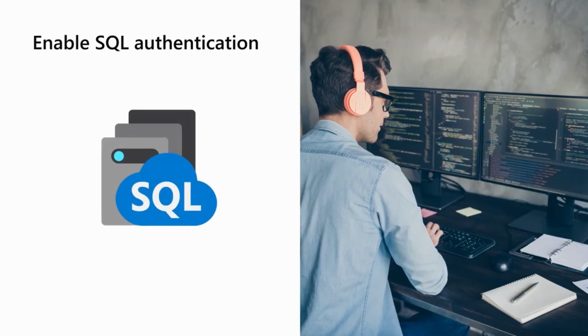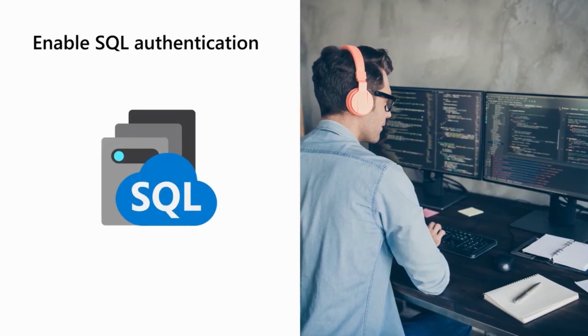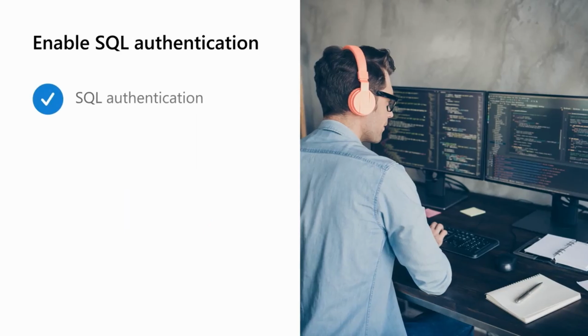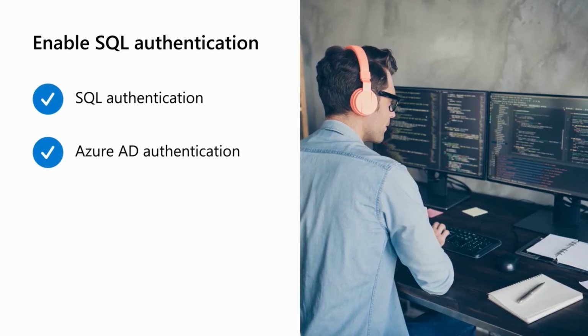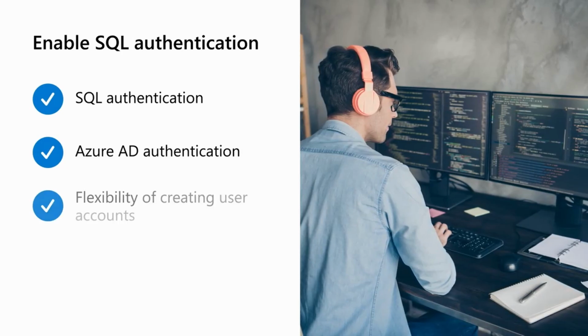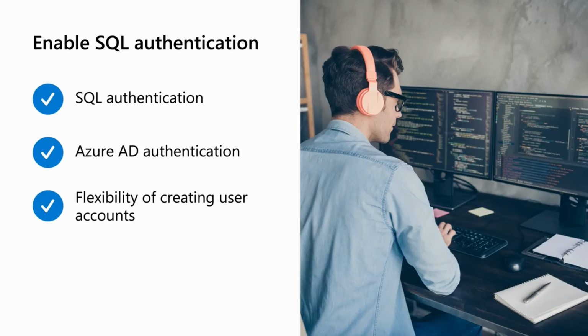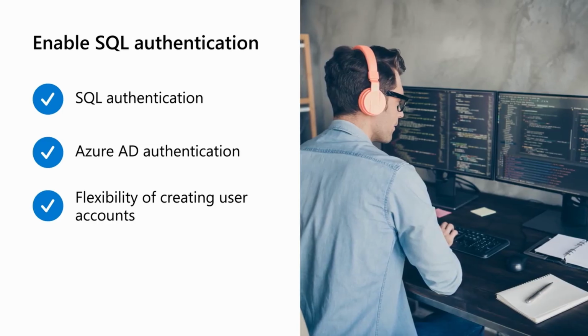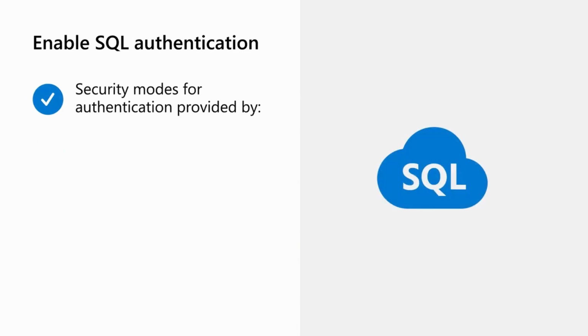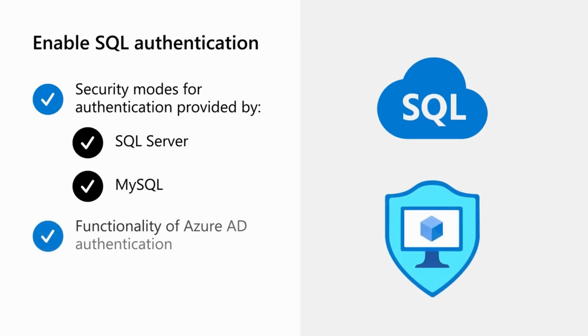You later learned to enable SQL Database authentication. Here, you explored more about SQL authentication and Azure AD authentication. You also discovered the flexibility of creating user accounts in the master database that grants permissions across databases. You also learned about the different security modes for authentication provided by SQL Server and MySQL, including the principle of least privilege and using dedicated accounts for application interactions. Lastly, you focused on the functionality of Azure AD authentication.